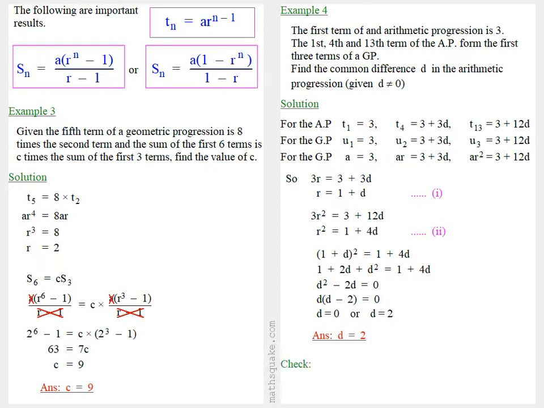Now it's easy to check this. If the first sequence, which is actually the odd numbers starting at 3, are 3, 5, 7, 9, 11, 13, 15 and so on, then the first term is 3, the fourth term is 9, and the 13th term is 27. Now 3, 9 and 27 are a geometric progression with first term 3 and common ratio 3.